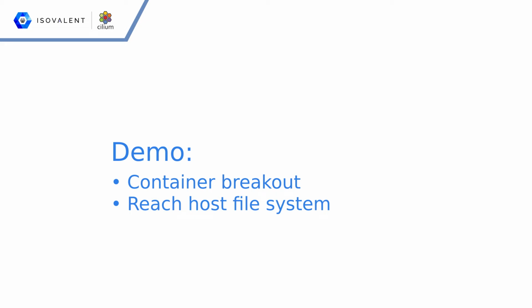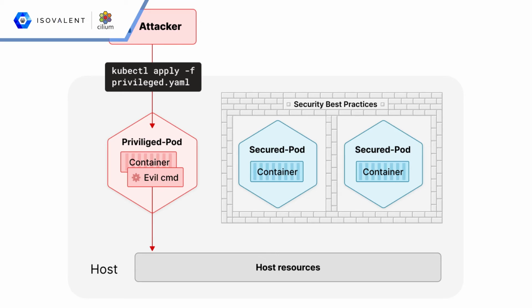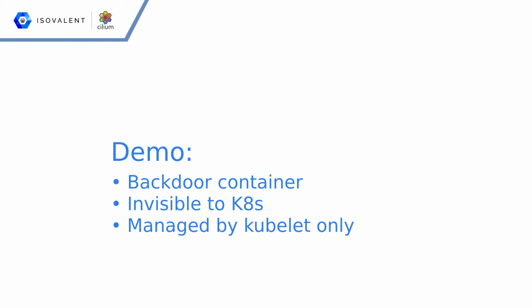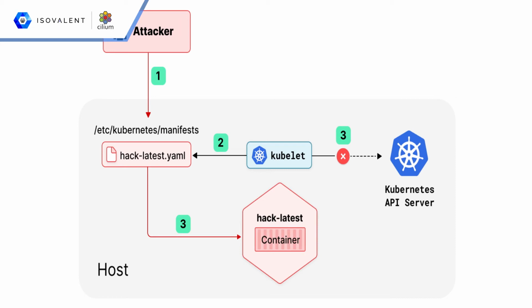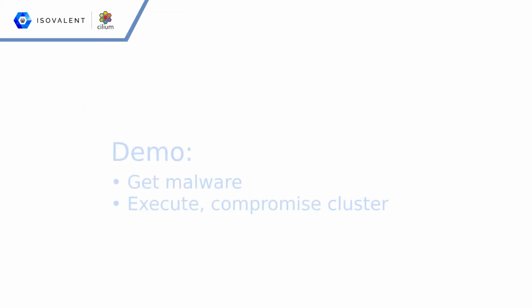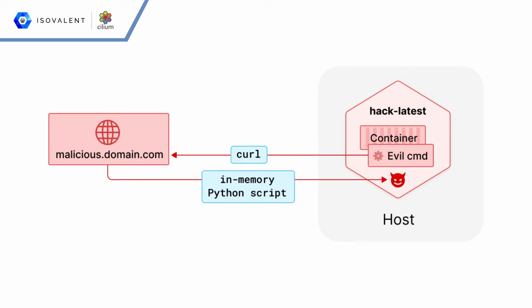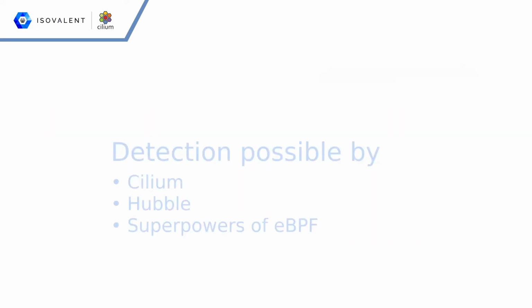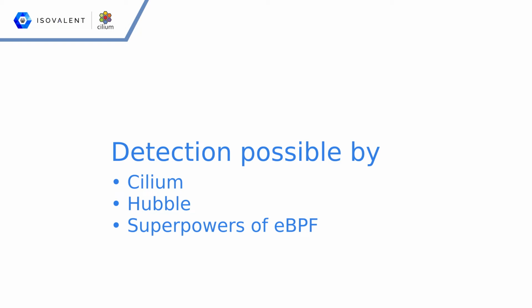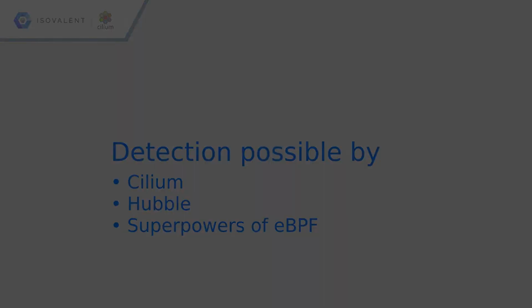So in this demo, we are going to demonstrate an attack on a live cluster in the following way. First, we are going to create a container breakout and reach the host file system. And then as a main step, we are going to create a backdoored container, which is completely invisible to Kubernetes and is only managed by kubelet. And then we are going to execute a malware that can compromise the entire cluster. And by doing that, we are going to show that this invisible container can still be detected by Cilium, Hubble, and the superpower of eBPF, even though it is invisible to Kubernetes.